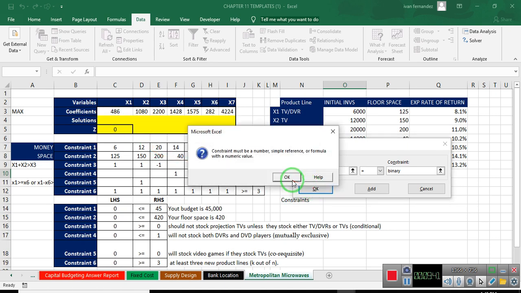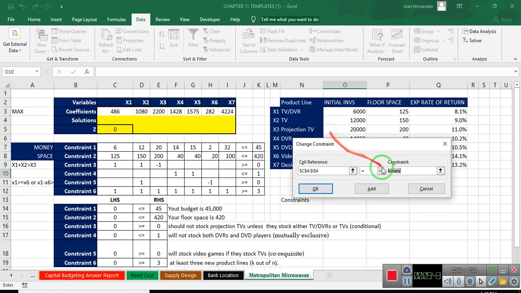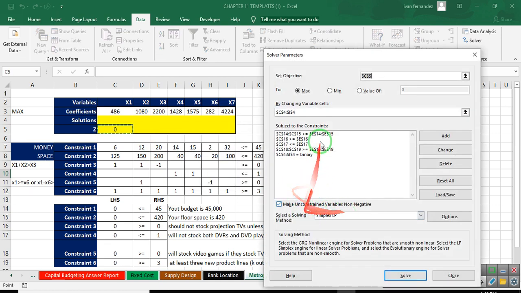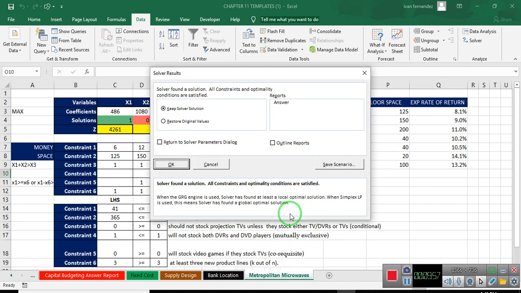We're going to click OK. What did I do? Oh, every time I do that. Okay, everything looks fine. We're maximizing revenue by setting C5. Is this correct? Yeah, that's correct. Okay, solve.